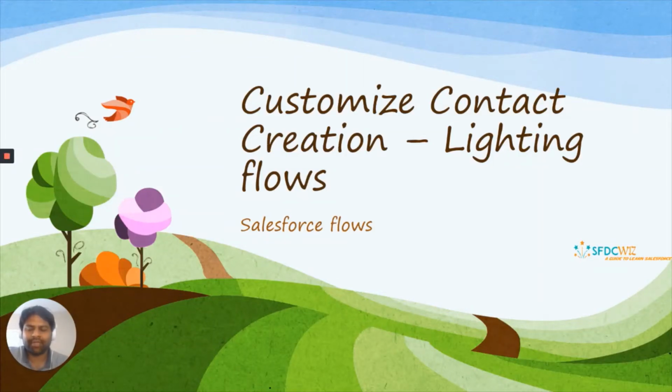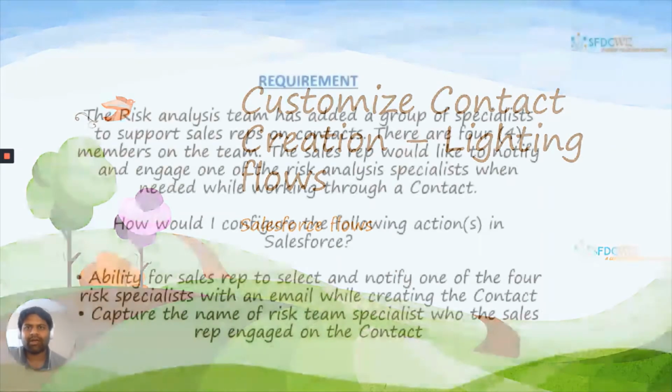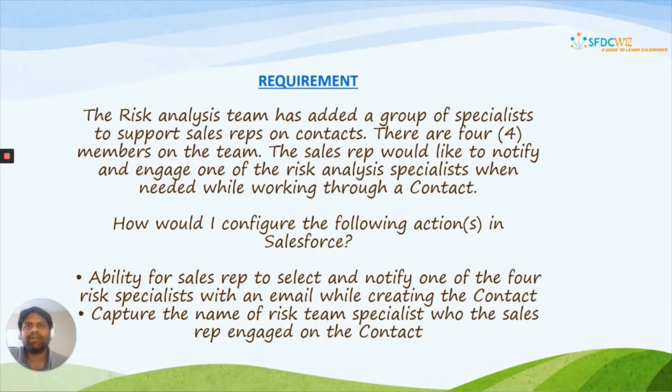Hi everyone. So this video is about how to customize the contact creation from the account object by using Lightning flows. I have a test scenario. In this example, I have a team who manage the contact information from the sales representatives. What the sales reps generally do is, whenever they're creating any contacts, they want to notify the risk team about some particular contact information, and they have two particular requirements.